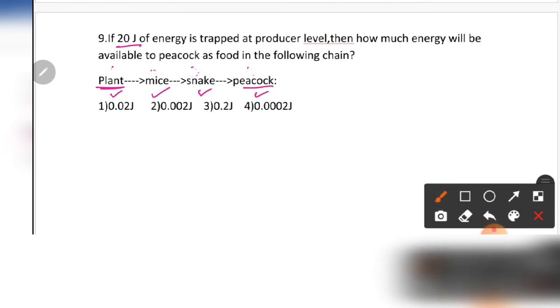So in the plant level, 20 joules of energy is available. As per the 10% law, in the next level, the second trophic level, there is only 2 joules of energy, and then 0.2 joules of energy, and ultimately the fourth trophic level has 0.02 joules of energy. So the answer will be the first option. We'll go for the next question.